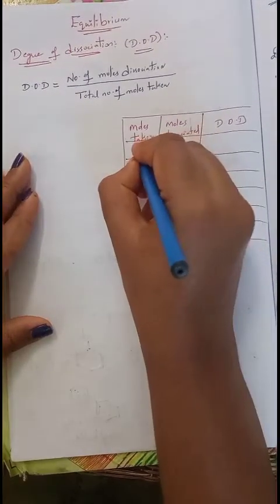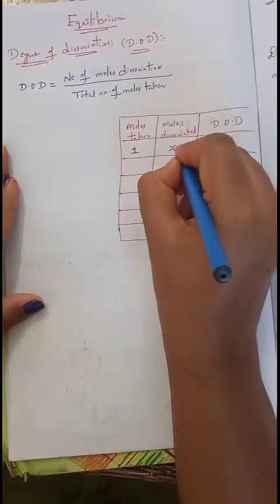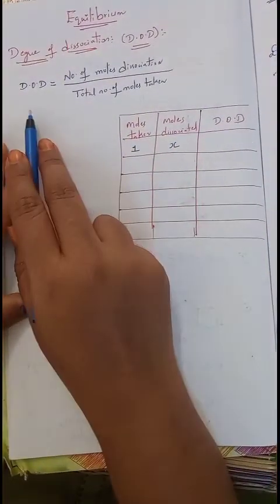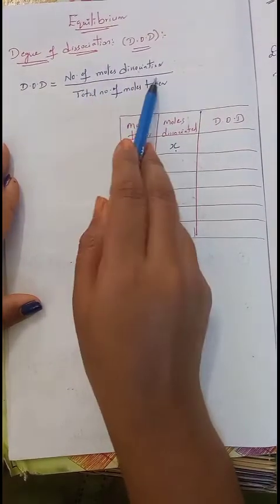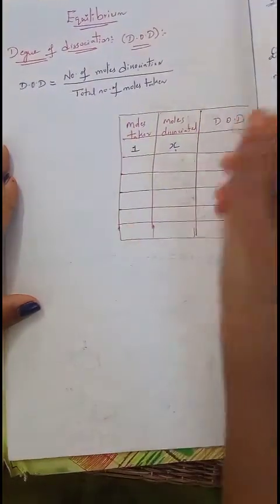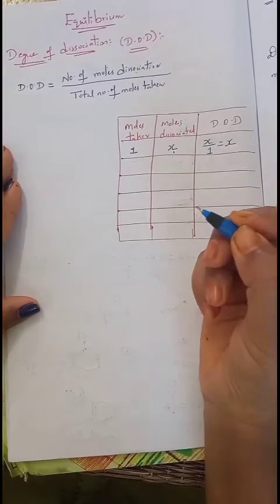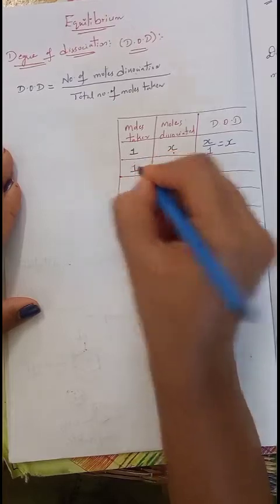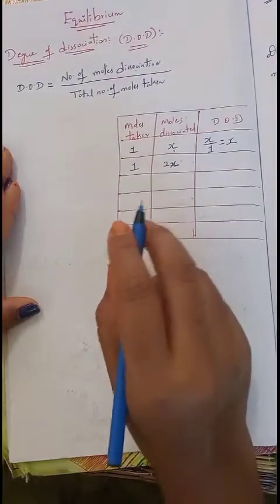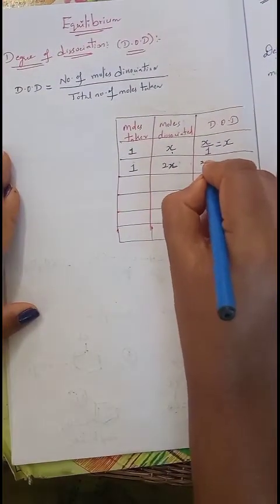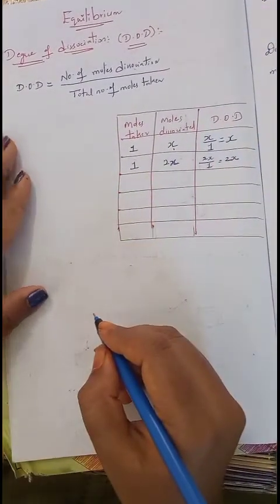Suppose 1 mole of a compound is given and the number of moles dissociated is X. Then DOD is the number of moles dissociated, X, divided by the total number of moles taken, 1. So X by 1 becomes X. In the same manner, if 1 mole is taken and 2X moles got dissociated, then 2X divided by 1 equals 2X. That is the degree of dissociation.